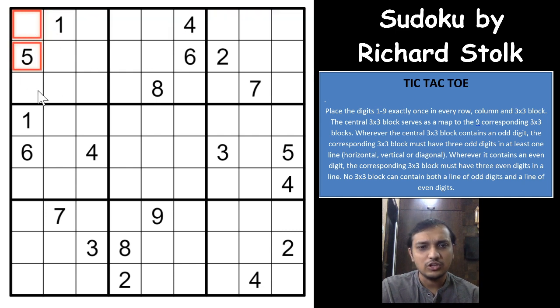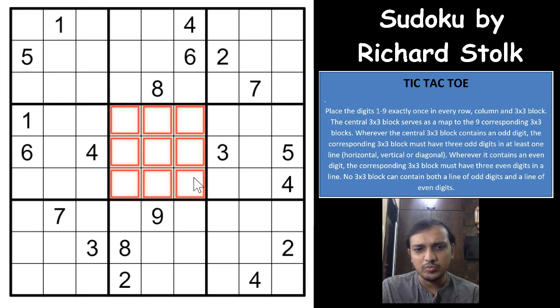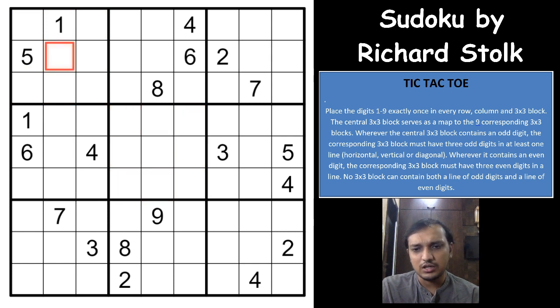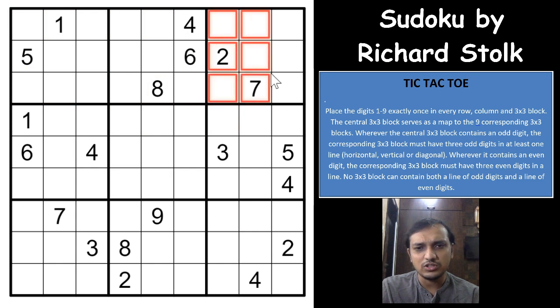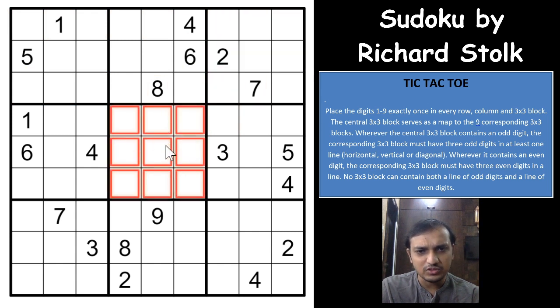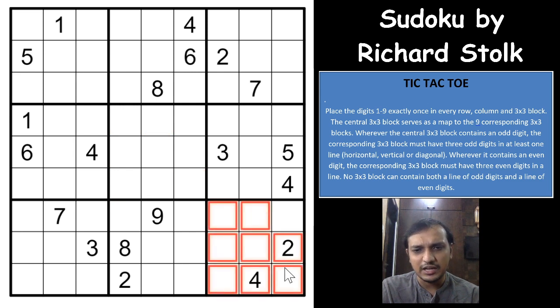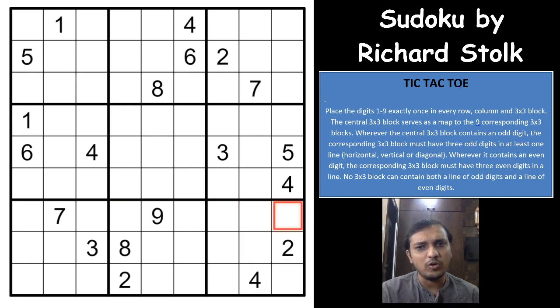So classic rules apply. You have to place digits from 1 to 9 in each row, column and 3 by 3 box. Apart from that, the fifth box is the most important box here. The digits placed in the fifth box are linked with the corresponding box in the whole grid. So the first cell in the fifth box will be linked to the first box in the grid. The second cell in the fifth box will be linked to the second box in the grid. In the same way the third cell will be linked to the third box. The center cell is linked with the fifth box itself, and the last cell here is linked with the ninth box, right? So the central box serves as a map to the nine corresponding 3 by 3 blocks.